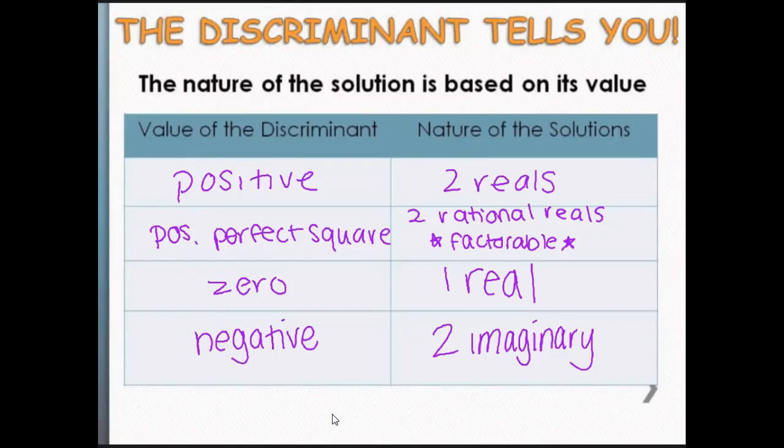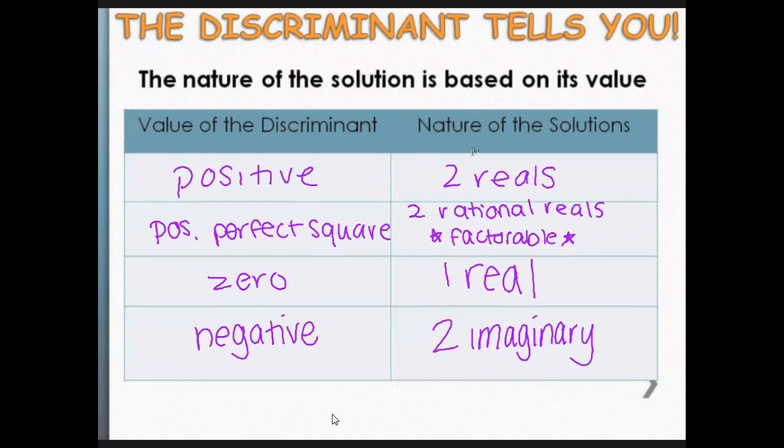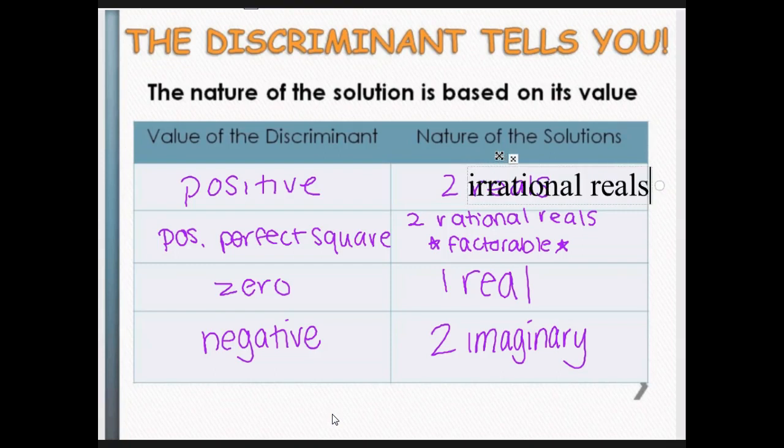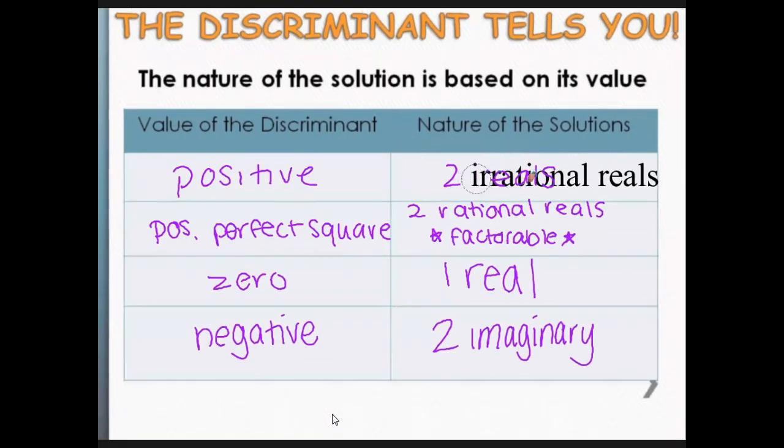The discriminant can come in different pairs. If it's positive, then you have 2, and I know it was on yesterday's worksheet. If it's positive but not a perfect square, then you have what we call 2 irrational reals. And then if it's a positive perfect square, then you have 2 rational reals, and it is factorable. If it is 0, then you have 1 real. That real is going to be rational as well.